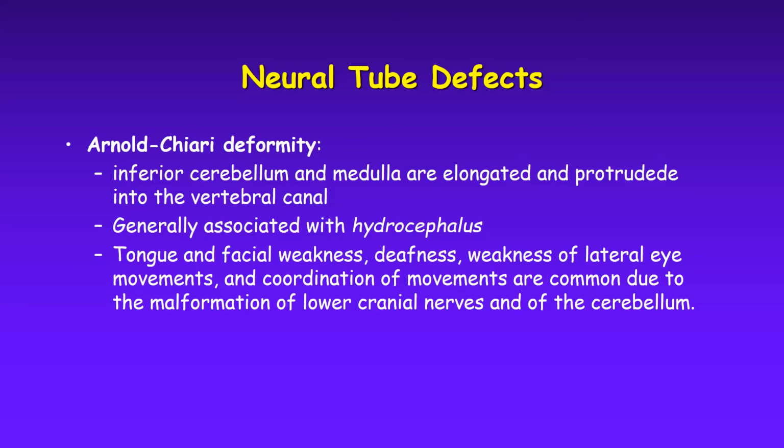Another issue is called the Arnold-Chiari deformity. This is where the inferior cerebellum and medulla are elongated and protrude into the vertebral canal. So it's a neural tube defect, but it's not a failure to close. It's just that when the nervous system is developing, you get this more elongated cerebellum and medulla that go down into the foramen magnum. And I'll show you a picture here that shows that.